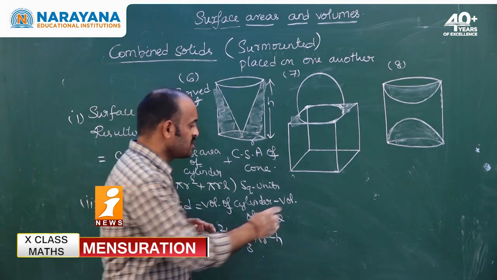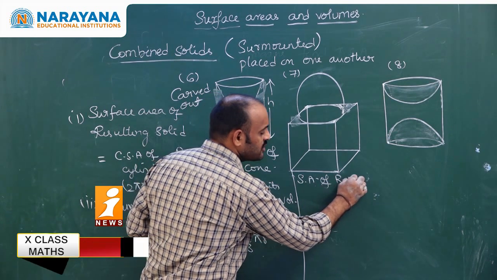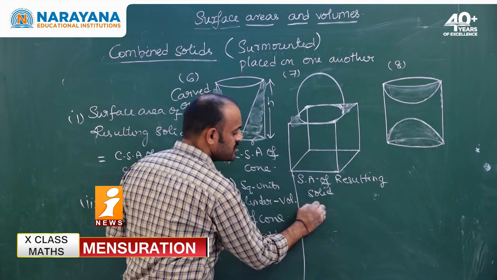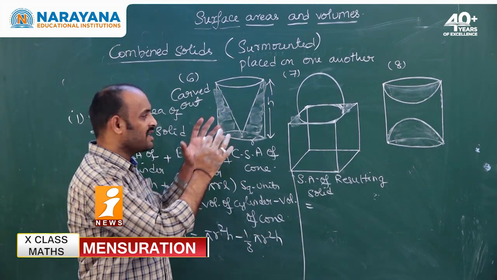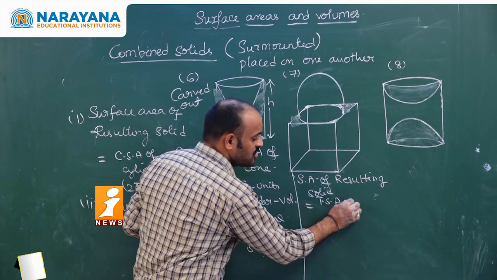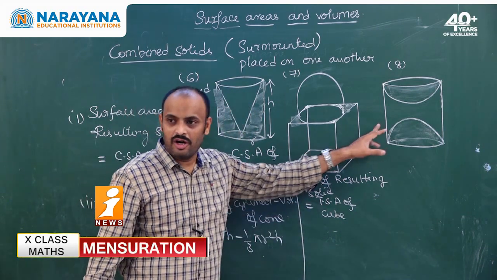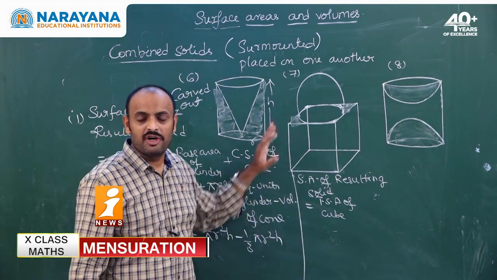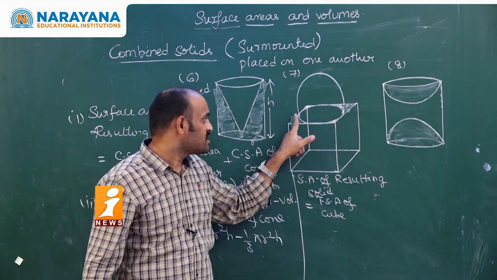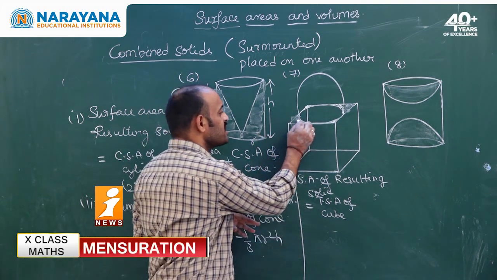So what I do is, surface area of resulting solid is, I'll consider the total surface area of cube, TSA of cube. That means all the 6 faces I've taken. All 5 faces I can see fully. But from the top face, only this circle part cannot be seen. But these edges can be seen, no?